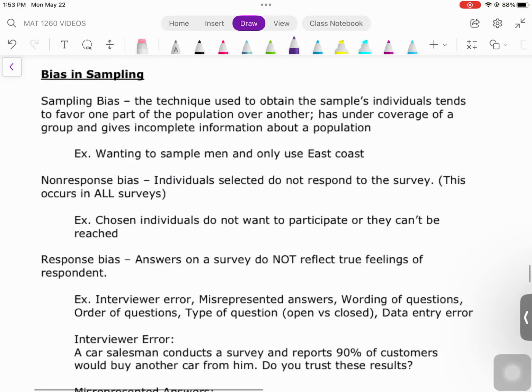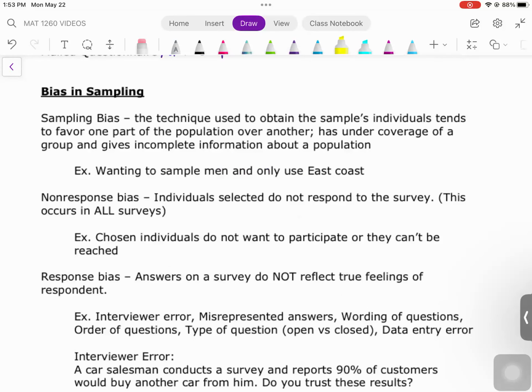Now, our sampling has bias. So sampling bias is when the technique used to obtain the sample's individuals tends to favor one part of the population over another, or has undercoverage of a group and gives incomplete information about the population. For example, if we're wanting to sample men in the US, but we only sample men who live on the East Coast.